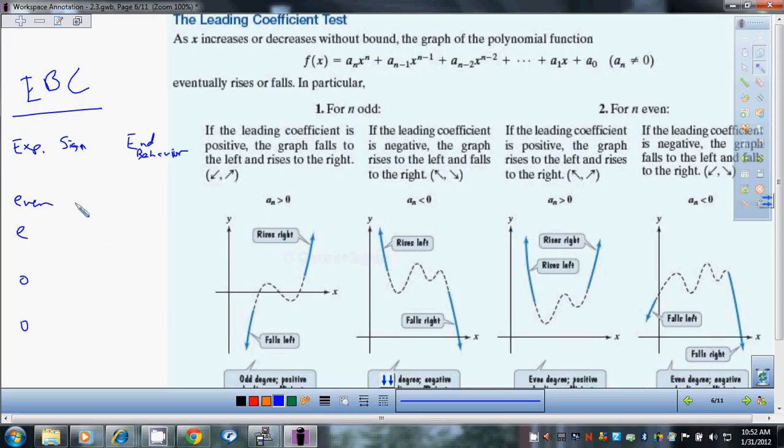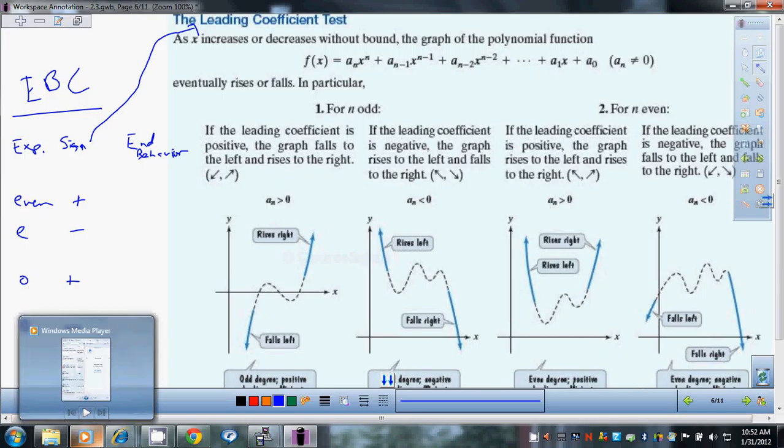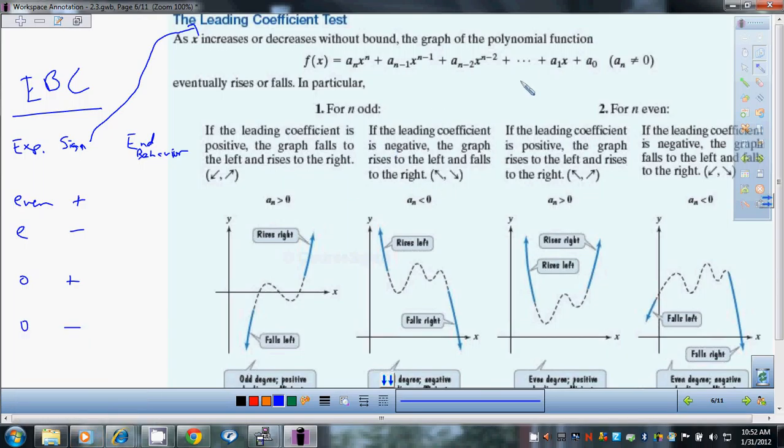And then, if it's even, the leading coefficient could be positive or negative, and then likewise positive or negative. Those are the only 4 possibilities. Before we even talk about what their behaviors would be, it could either have an even exponent with a positive coefficient, even exponent with a negative, odd exponent with a positive coefficient, odd exponent with a negative coefficient.